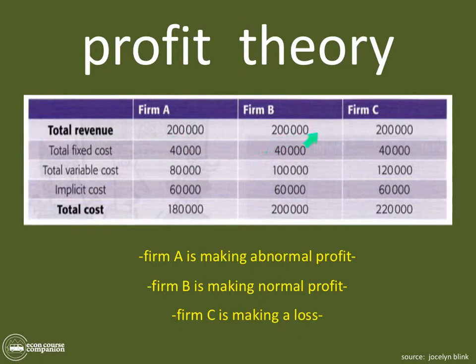Total revenue for all firms, $200,000. Fixed costs for all firms, $40,000. Variable costs, not for all firms: for firm A is 80, firm B is 100, firm C is 120. The implicit cost, that's the opportunity cost for the entrepreneur and the capital that is not being employed elsewhere, is 60, 60, and 60. Okay, so you notice very quickly, what's changed? Well, the variable cost, and that kind of makes sense, right?